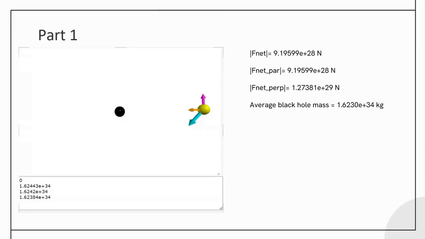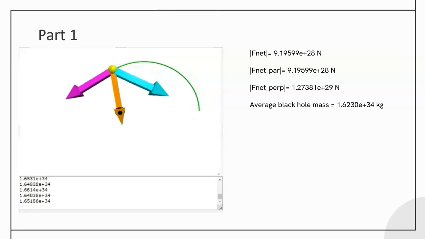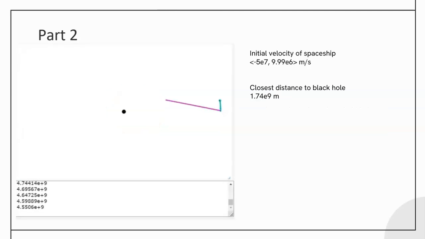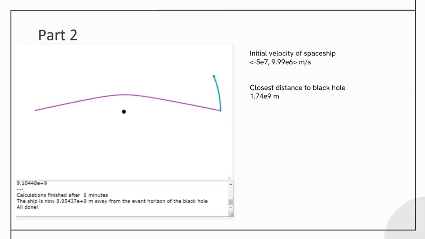Now onto the data analysis. This would be the part 1 data analysis of the star orbiting around the black hole. And I calculated the average black hole mass to be 1.6230 times 10 to the 34 kilograms. And this is where I used the mass calculated from before in this one, and the initial velocity that I was able to put in was as shown. And the closest distance it got to the black hole was 1.74 times 10 to the 9 meters, and the trajectory came out as shown over here.